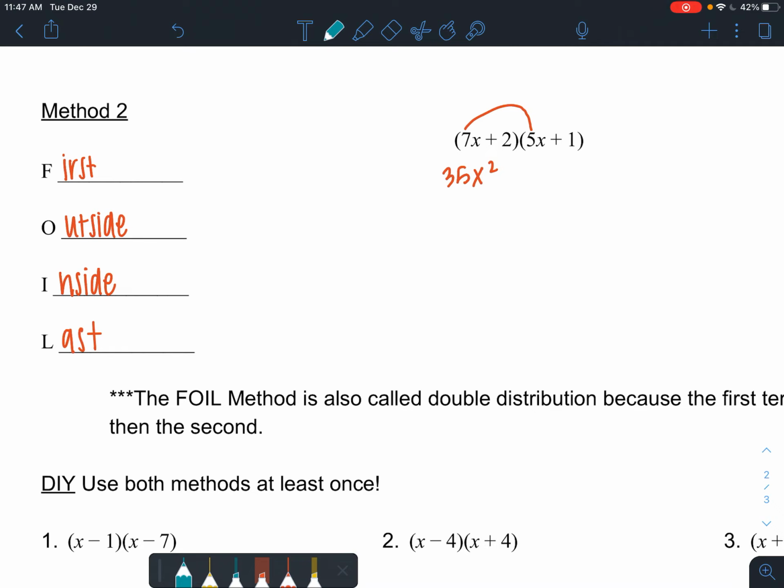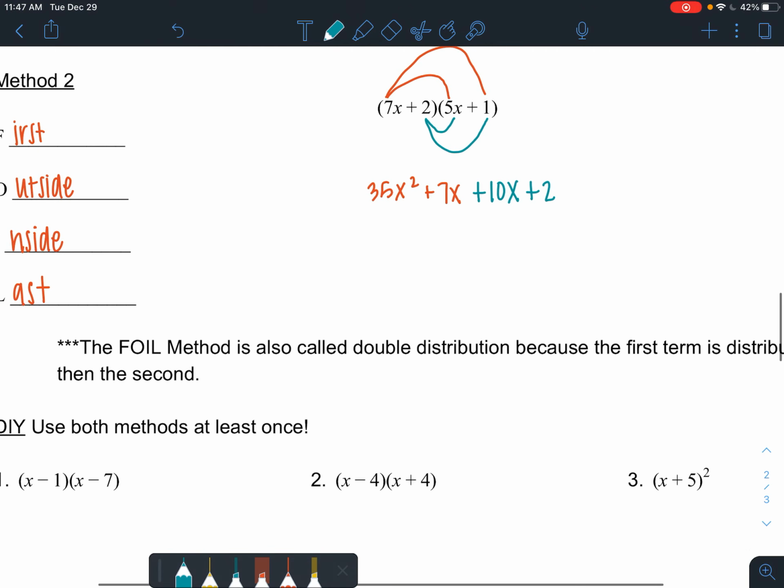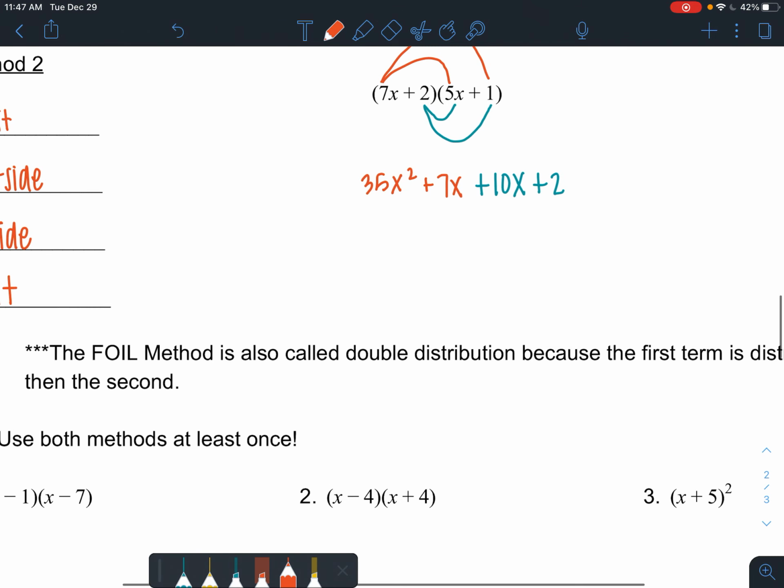Then I'm going to multiply my outside terms together. So those two terms. So 7x times 1 is 7x. Then I'm going to do inside. So 2 times 5x. So that is 10x. And then last, those two last terms, 2 times 1 is 2. Okay, so let's finish this out and then I'll say what I'm going to say. But combine like terms again. So we get 35x squared plus 17x plus 2.